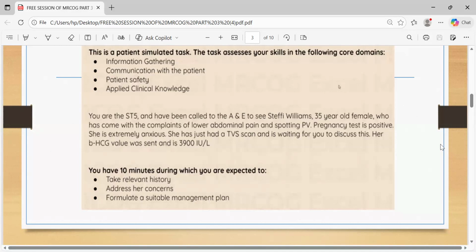The ultrasound shows the presence of a pregnancy outside the womb, inside the tube. See, I am lowering down my voice. You have to be empathic in this. And this is called an ectopic pregnancy. Then you have to explain what an ectopic pregnancy is.